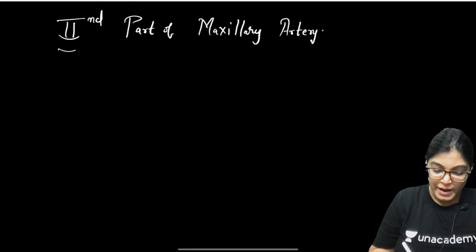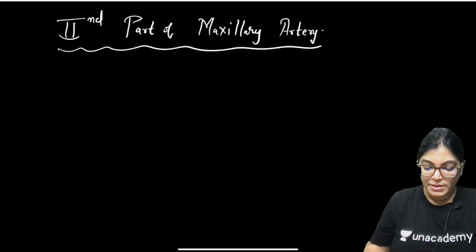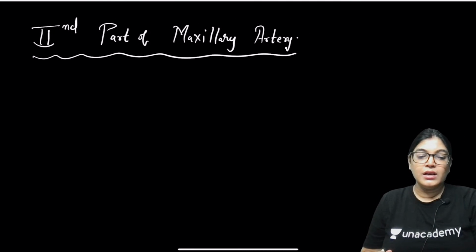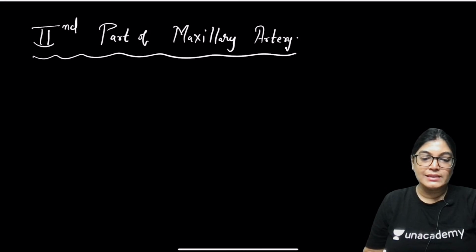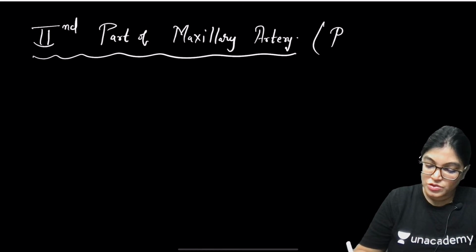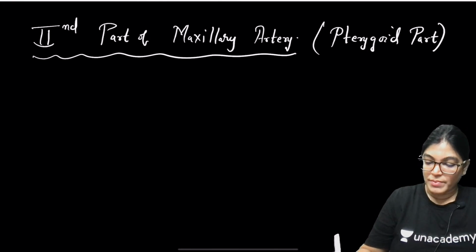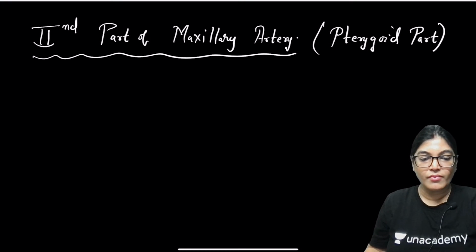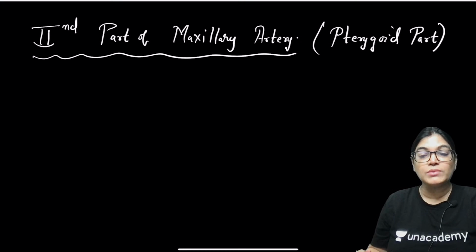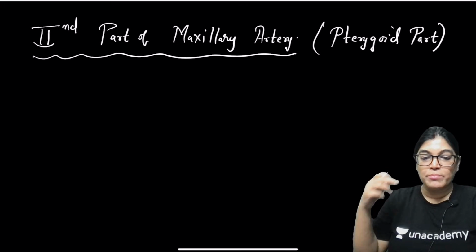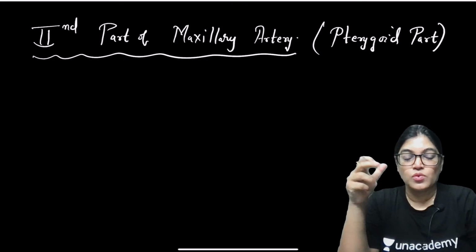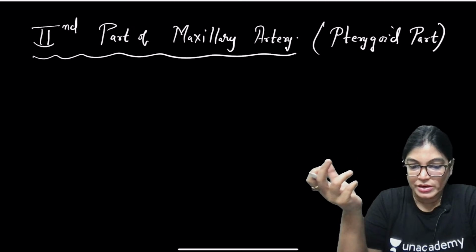Okay, second part of maxillary artery. When we are talking about the second part of the maxillary artery, it is also called the pterygoid part. It is running from the lower border of the lateral pterygoid muscle to the upper border of the lateral pterygoid muscle.